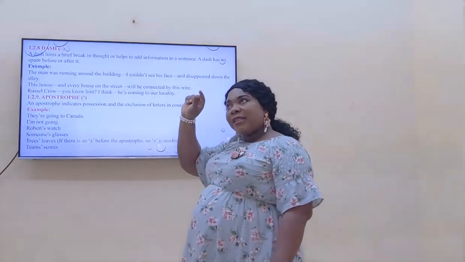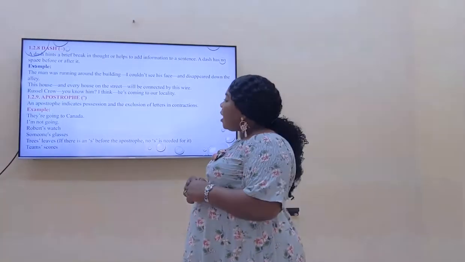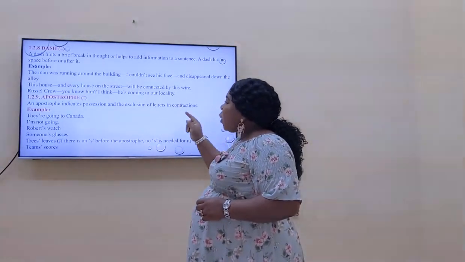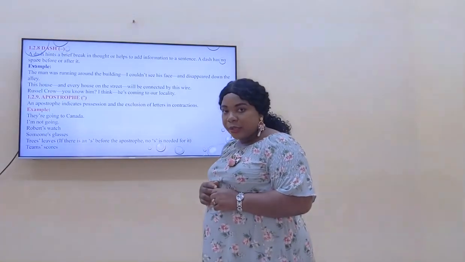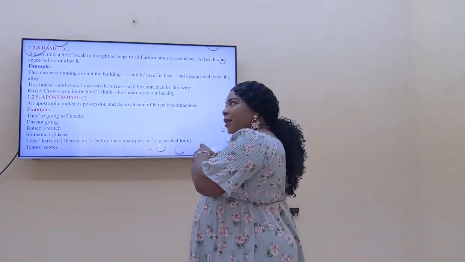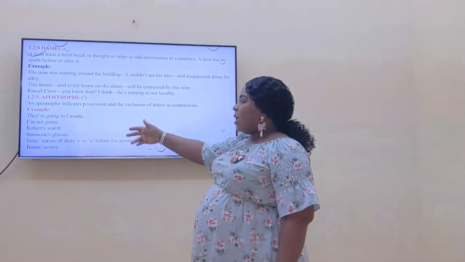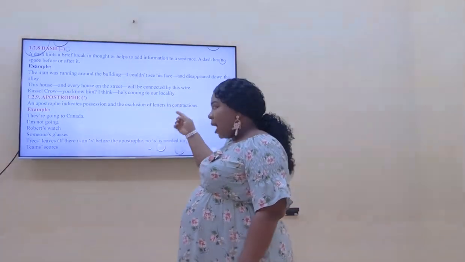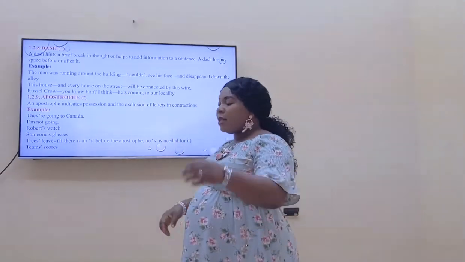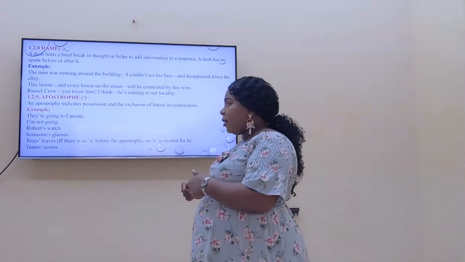A lot of people make this mistake on the use of this apostrophe, so we're going to try to address that now. An apostrophe indicates possession and the exclusion of letters in contractions, all right? Example, they are going to Canada, right? They are, of course, you have to read that one after the other. So the apostrophe connects the they and the are and removes the a. They're going to Canada, okay?